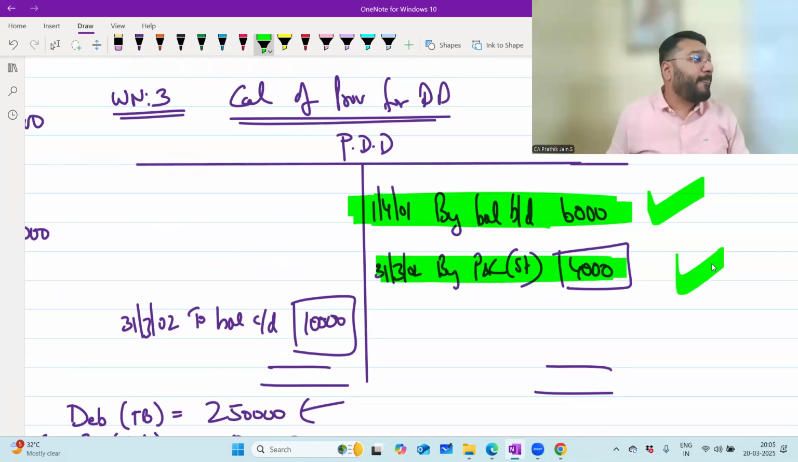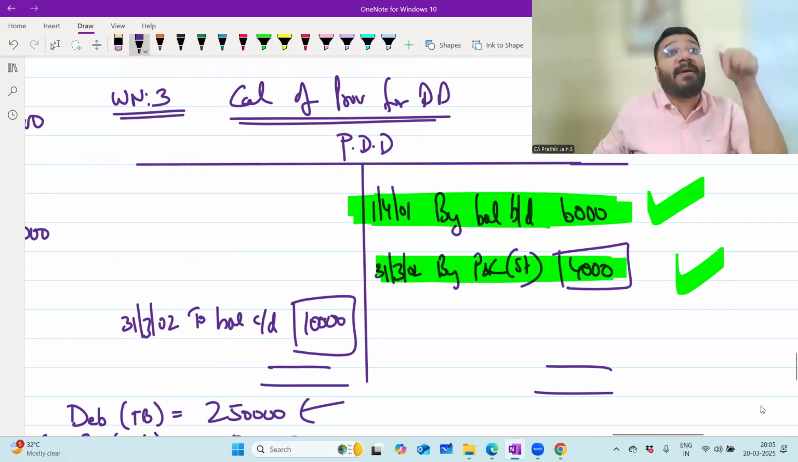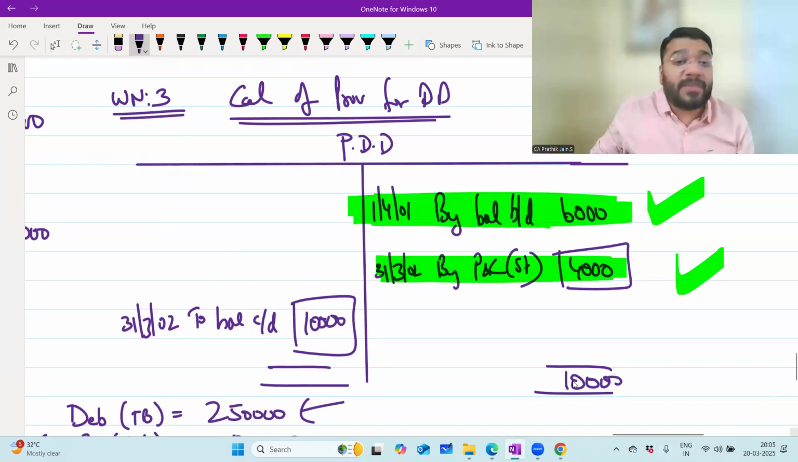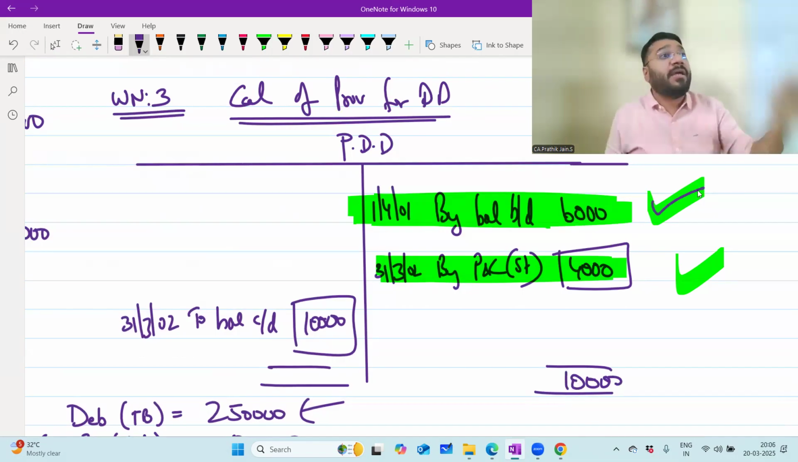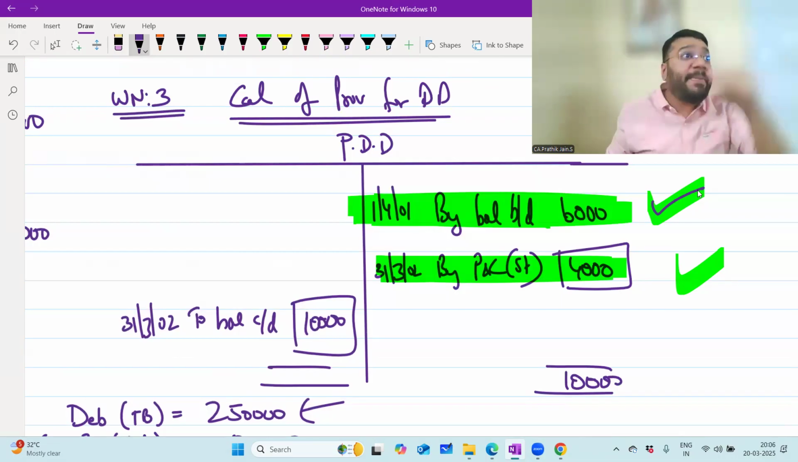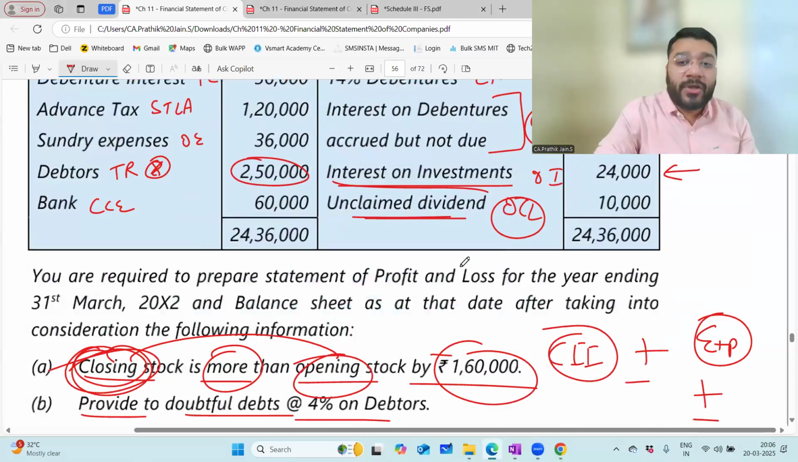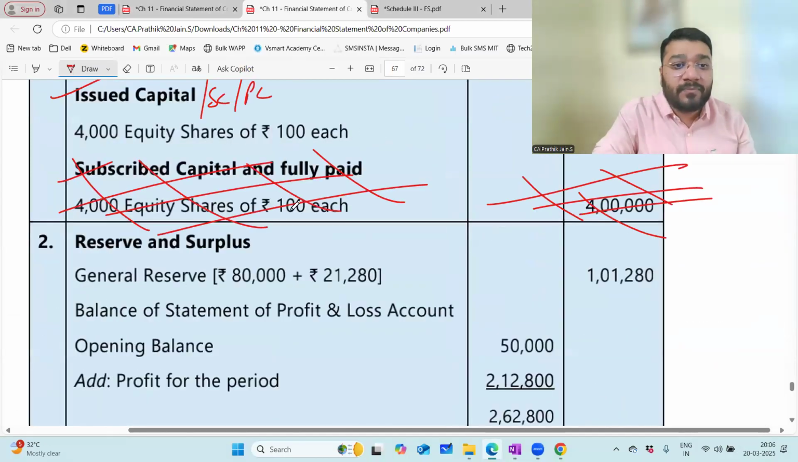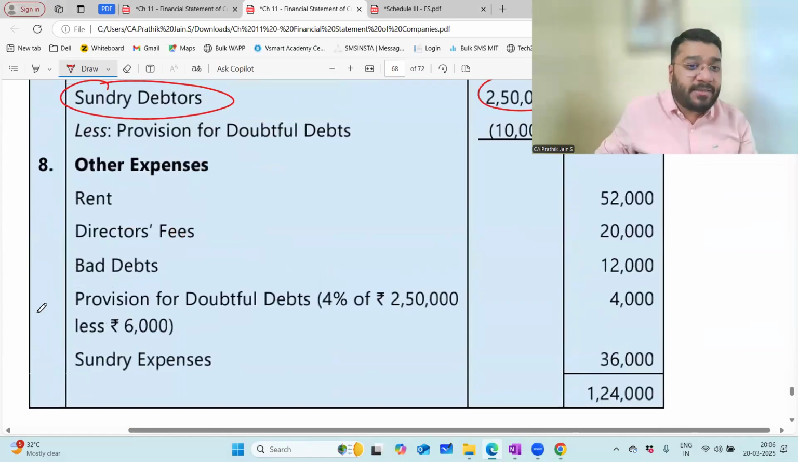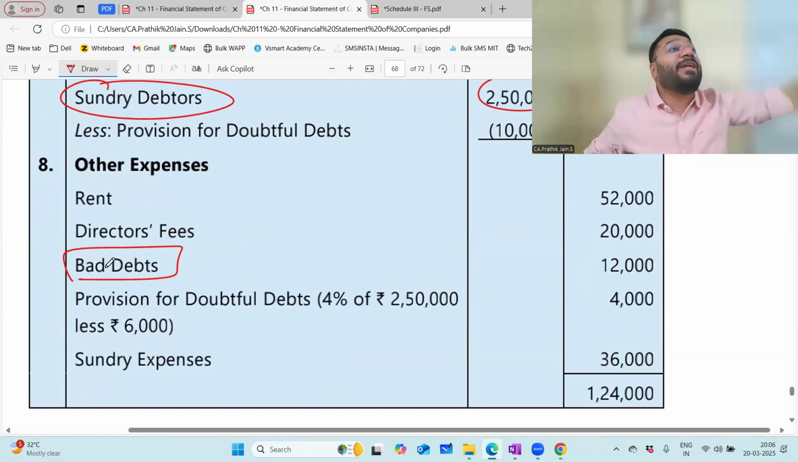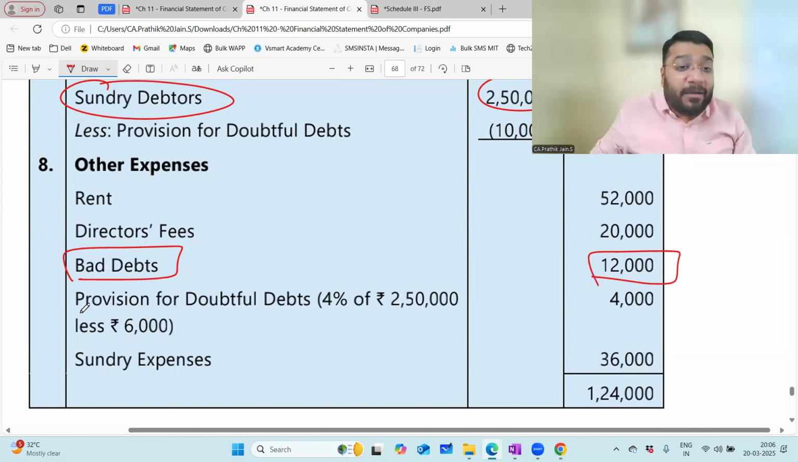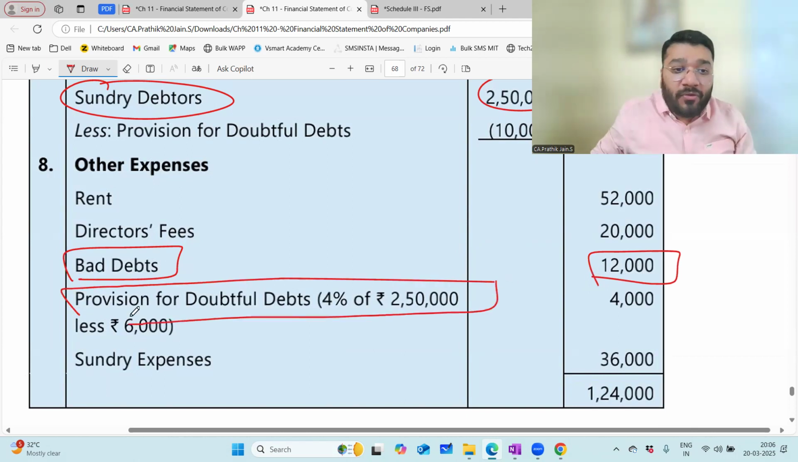The fear of the current year. So in total, how much money are you fearing may or may not come? 10,000 rupees. Out of this 10,000 rupees, 6,000 rupees is already recorded as a loss in the P&L of last year. So in the P&L of the current year, how much further loss will you record? 4,000 rupees. So this is what will go to your other expenses. Now when you come to the note on other expenses, bad debt, what did I tell you? Transfer directly to P&L. How much? 12,000. And provision, how much did you create now? 4,000 rupees. Now here give reference to working note number 3.